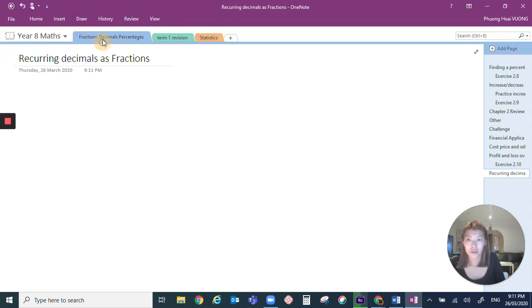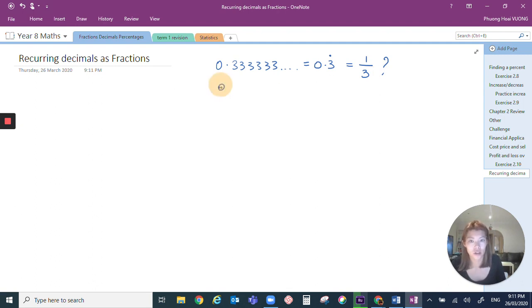Okay, so something we want to revise is recurring decimals as fractions. So we know from previously that 0.333333, etc. can be written as 0.3 with a dot, and it's also written as a fraction as 1/3. But how do we get to the fraction? How do we do that?